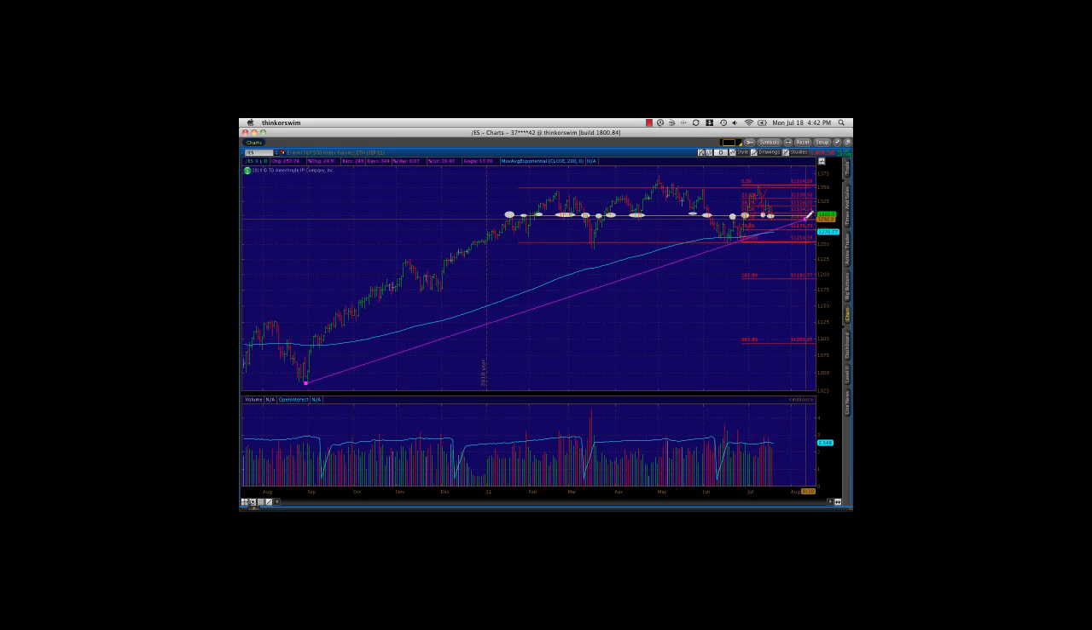So just wanted to point out a few levels of interest here from a price point perspective in the S&P 500, and just so you have an idea of where things are, where things could go, what to expect if you get a break, and what to expect if you get a bounce.